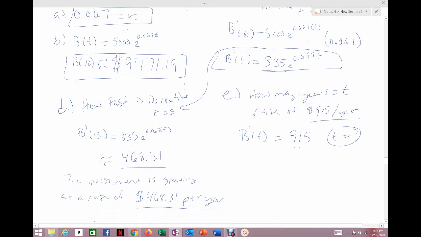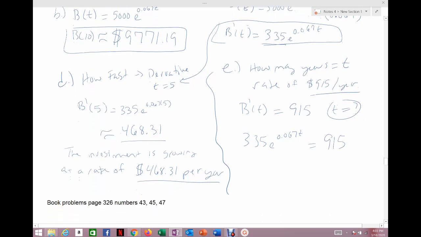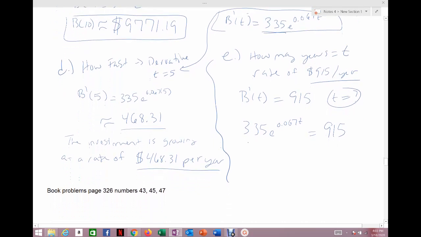All right, so my derivative was 335 e to the interest rate 0.067 times time, equals the rate of change we're looking for, 915. Then you just solve that like we've been solving all the other equations. Divide by the initial rate of change. Here we're left with the e term, and that might reduce. You can reduce the fraction if you want to. I'm just going to leave it 915 divided by 335.